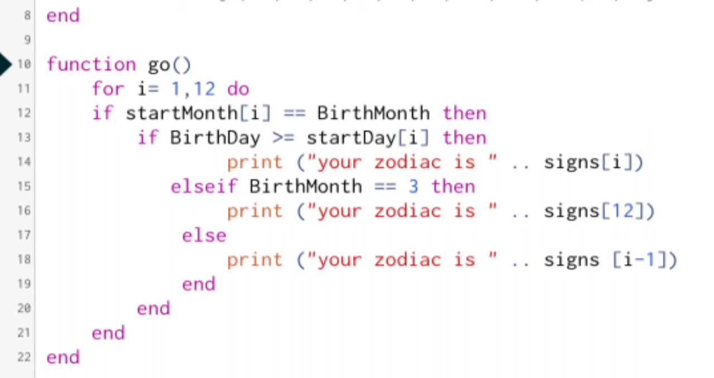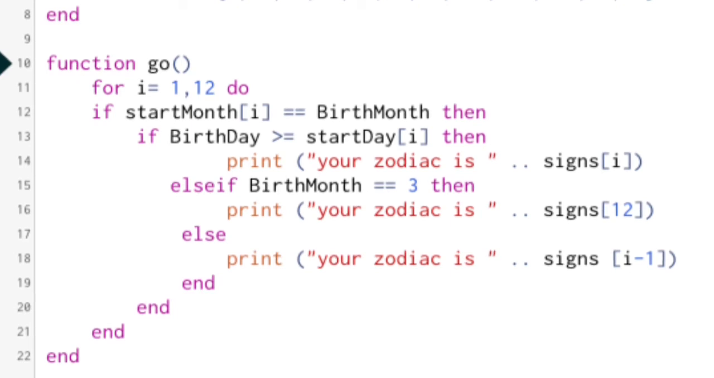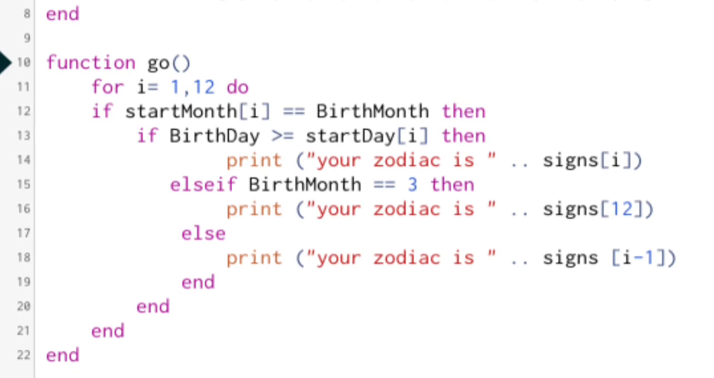Starting on line 12, the program compares your birthday and month to the information stored in the table of days, months, and zodiac signs. Once the if-then statements find a match, then the program will print the words, your zodiac is, followed by whatever sign matches your birthday.